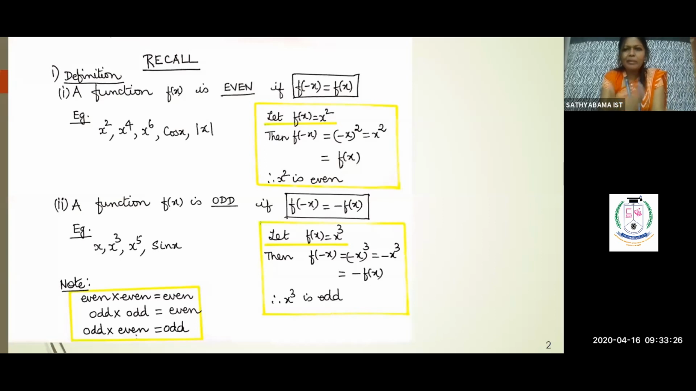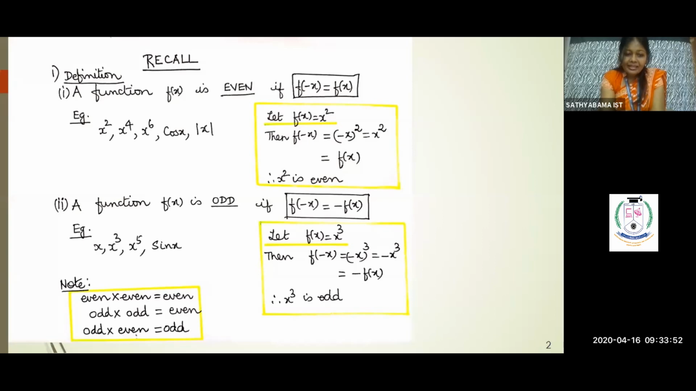x power 8, x power 10, these are all even functions. Remember, cos x is also even because what is cos of minus x? It's the same as cos x, isn't it? Cos of minus theta is cos theta. So cos of minus x is the same as cos x, and therefore cos x is also an even function. All right, when do you call a function odd? If f of minus x is the same as minus f of x.